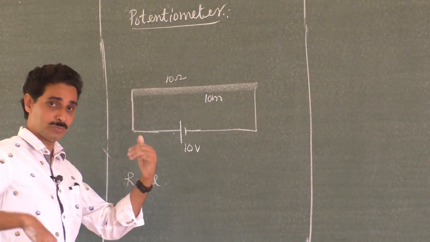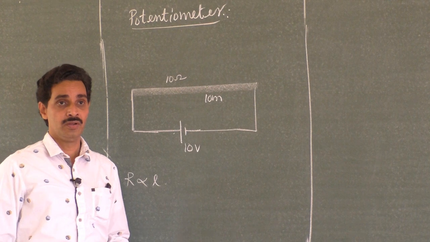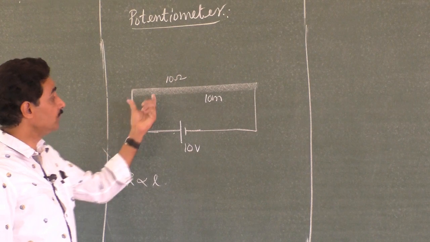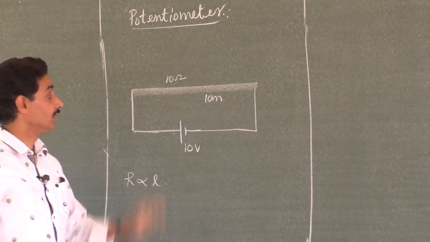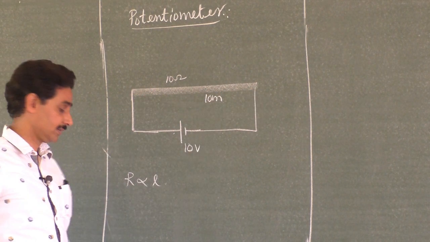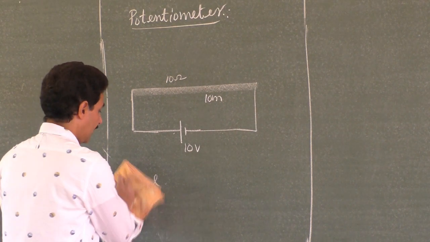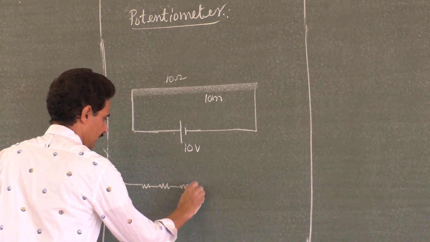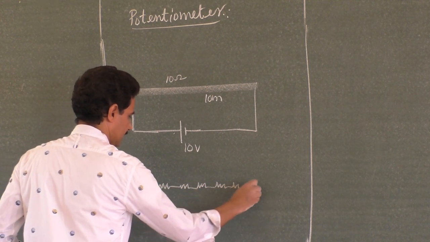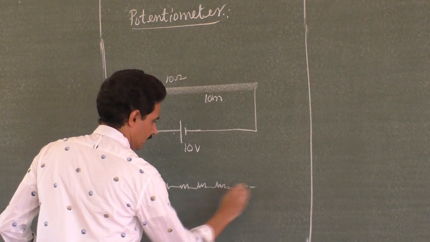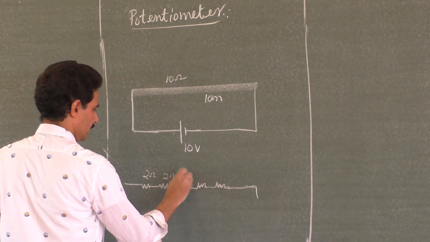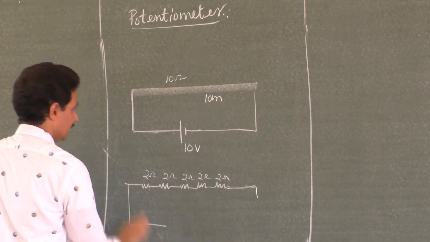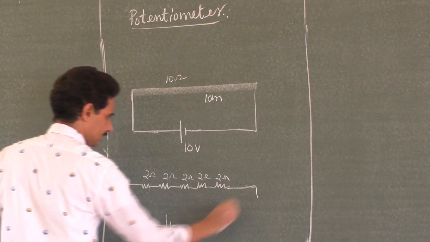So I can assume that this wire is made up of many small resistors connected in series: 5 resistors of 2 ohm connected in series, or 10 resistors of 1 ohm connected in series. So why can't I take it like that? And if so, I can write an equivalent circuit like this. Suppose there are 5 resistances of 2 ohm, 1 2 3 4 5. This is 2 ohm, 2 ohm, 2 ohm, 2 ohm, 2 ohm. 5 resistances of 2 ohm are connected in series. So I divide it into 5 parts, then connect the 10 volt battery.